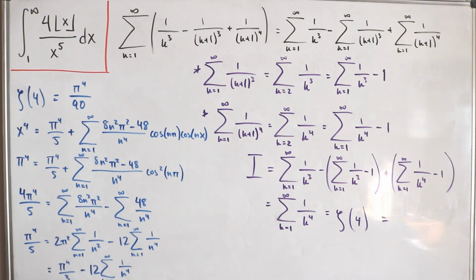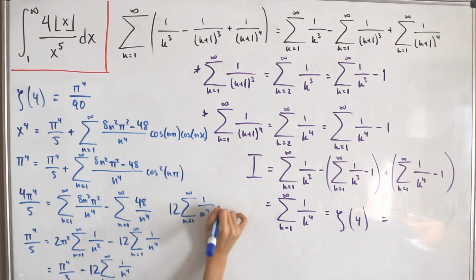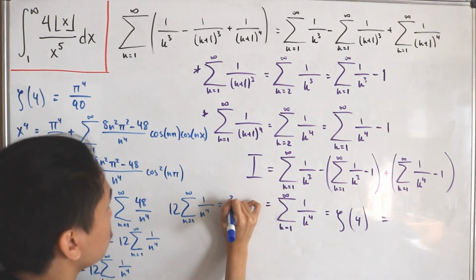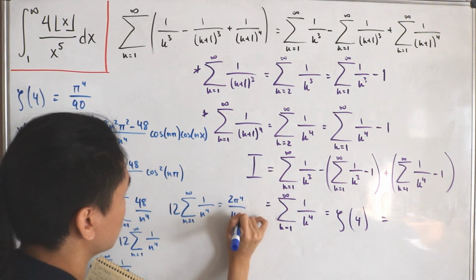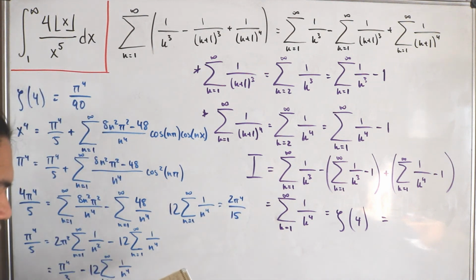Then I can actually just add this to the other side, do a little bit of reversal. Doing so will yield that 12 times the infinite sum of n equals 1 of 1 divided by n to the power 4 is just going to yield us pi to the 4 divided by 3 minus pi to the 4 divided by 5, aka 2 pi to the 4th divided by 15, and then just divide the 12 to both sides and simplify.